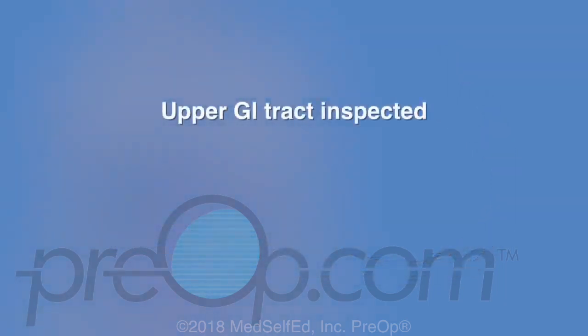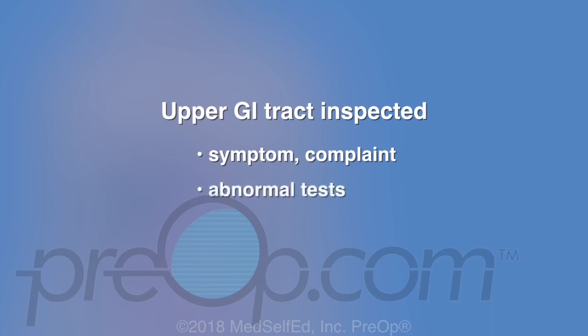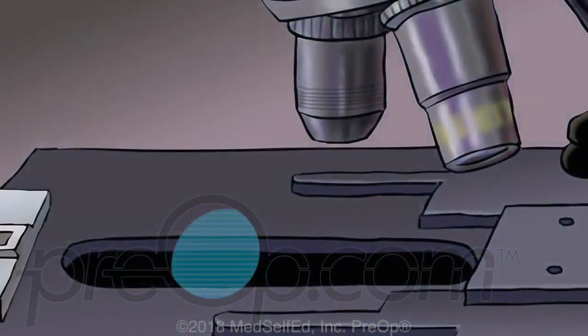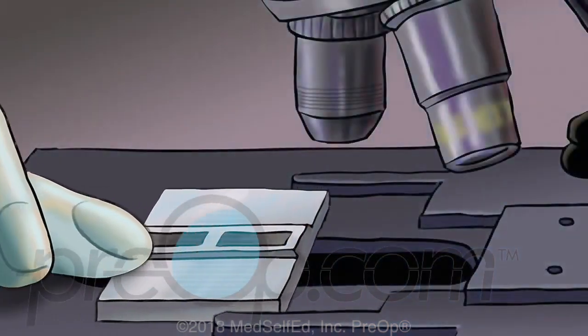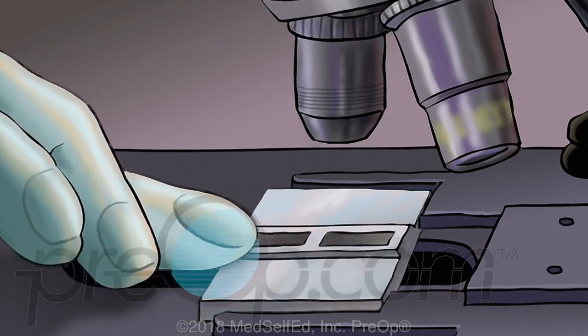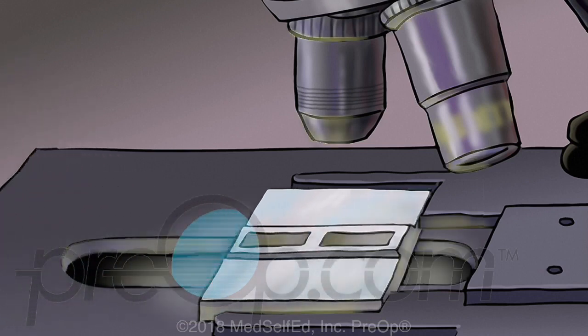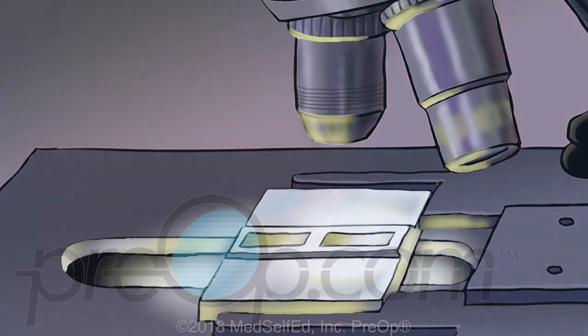During this procedure, the lining of the upper GI tract is inspected to investigate symptoms and complaints, such as difficulty swallowing and heartburn, abnormal tests, commonly anemia, and other suspected disease such as celiac disease, ulcers, or cancer. Suspicious lesions may be removed or biopsied. If tissue samples are collected, they are sent to a pathology lab for examination.